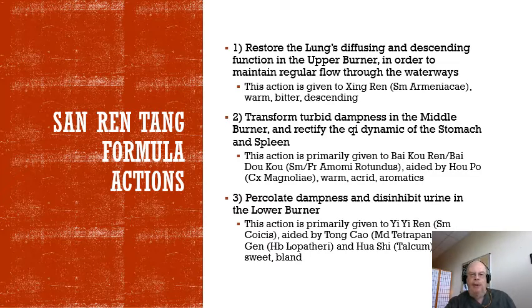In the middle jiao, transform turbid dampness with these acrid aromatic types of herbs and rectify the qi dynamic of the stomach and spleen. And this action is primarily given to Bai Dou Kou, the cardamom cluster, aided by magnolia bark, Hou Po, these warm, acrid, aromatic substances. And then finally, in the lower burner, percolate dampness, disinhibit urine with Job's Tears, Yi Yi Ren, aided by Tong Cao, Lu Gen, Hua Shi, all these sweet, bland medicinals which help to percolate urine and get rid of dampness in the lower burner.